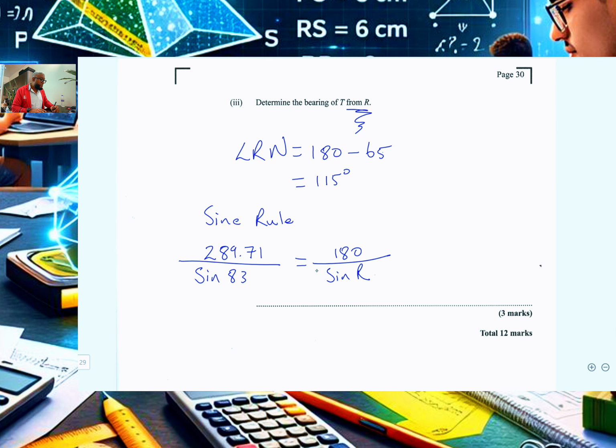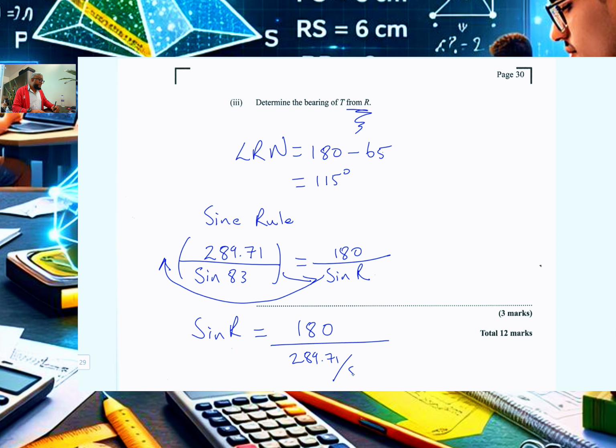So what we're going to do, I'm carrying this over here, just like what I did yesterday. You're carrying sine R to the right, you're going to multiply it. So what that means is that this whole thing, you could fling it on this side, right underneath there, over one. So what you're going to look here, sine R would be equal to 180 on top in my numerator position, all over 289.71 divided by sine 83.